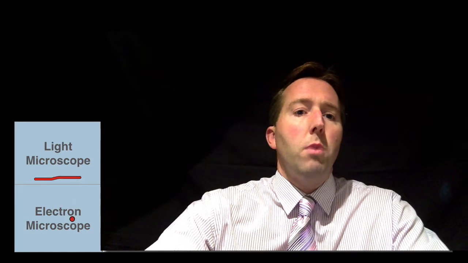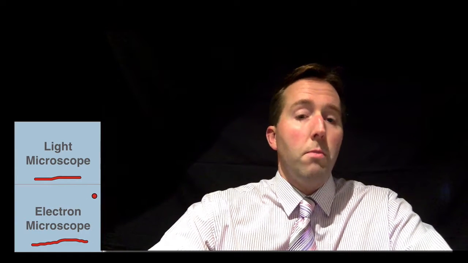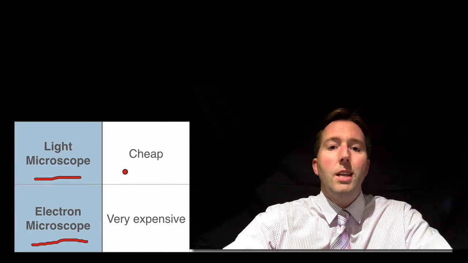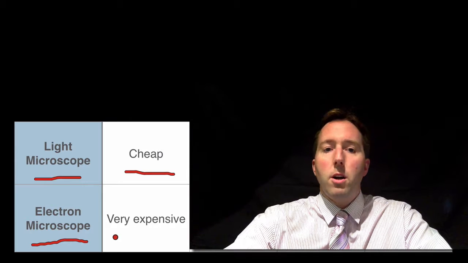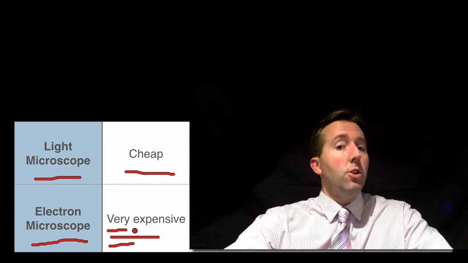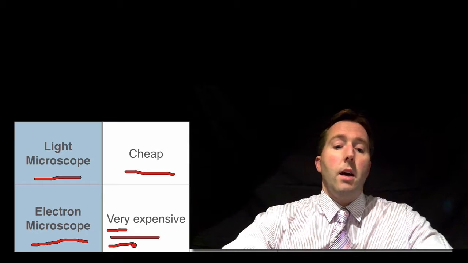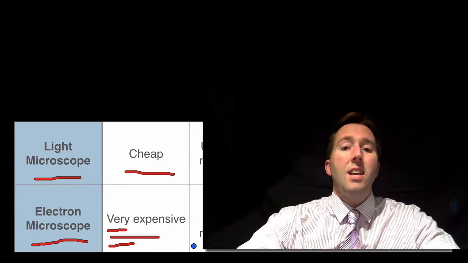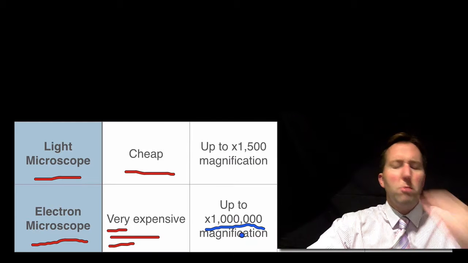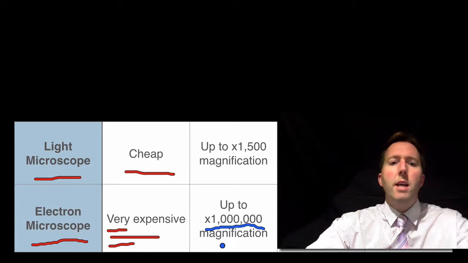So you're probably going to be using the light microscope, if any microscope, and the reason that you'll use the light microscope, as opposed to the electron microscope, is because it is cheap, whereas the electron microscope is very, very expensive. And the reason that the electron microscope is so expensive is that it's very high technology, and because it's such high technology, you can see things up to 1,000,000 times magnification using an electron microscope. So 1,000,000 times bigger you can make things, which is huge. So you can see really amazing detail.